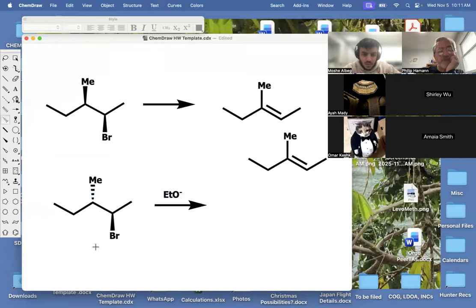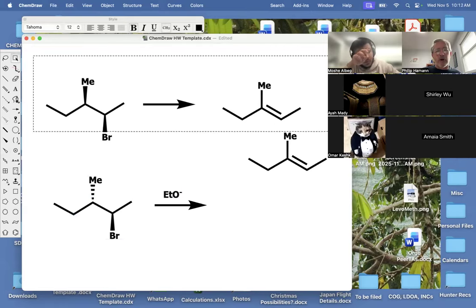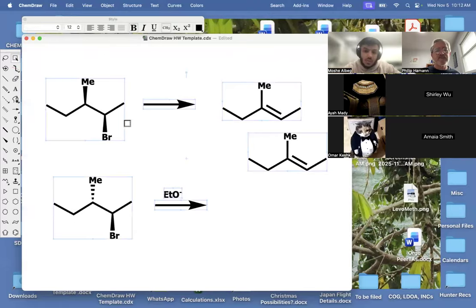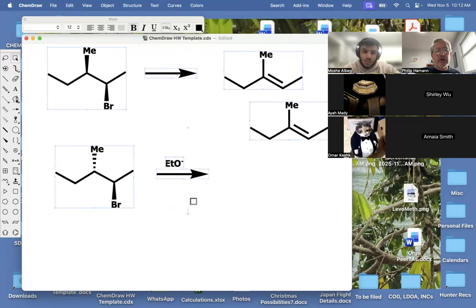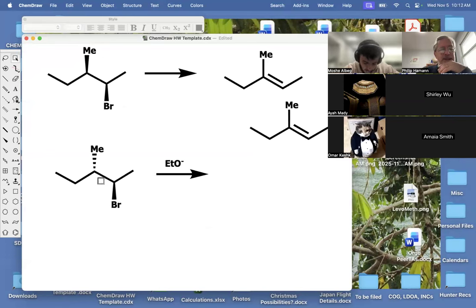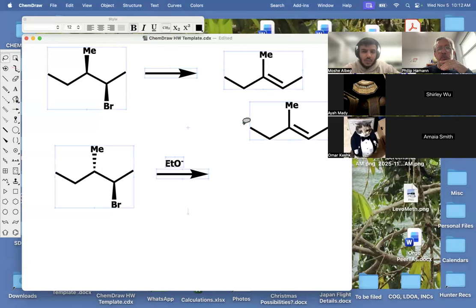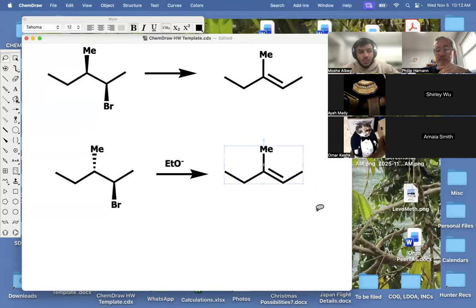This one. Okay, now you got to do something. The shortcut, I'm going to give you the shortcut and then a more involved analysis. The shortcut is to say, well, it can't eliminate the way it is. So I can't get the same product, but there's only one other choice. The other choice is that one. It's got to rotate.